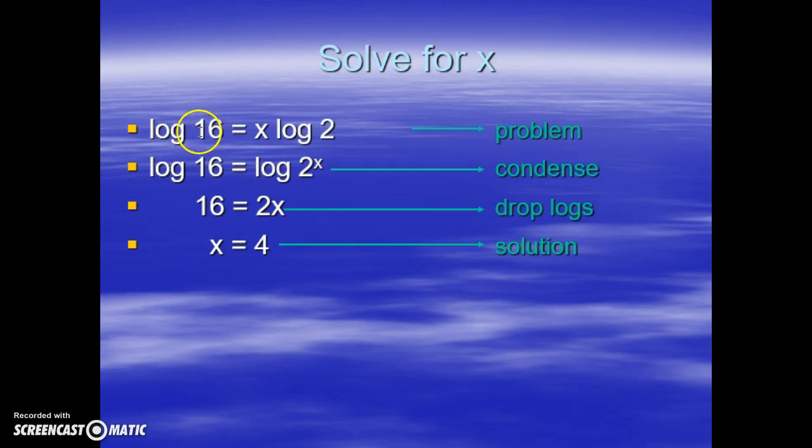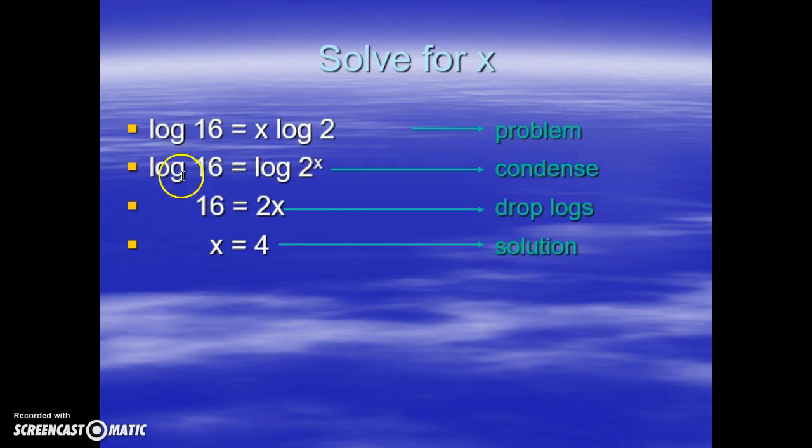So here we have log base 10 of 16 equals x times log base 10 of 2. Well, because of this x, we can't just drop both of the logarithms. We can only do that if there's nothing else being multiplied there. Well, we can use that property that allows us to pop this coefficient, this factor, up and make it the exponent of this expression. So now we have log base 10 of 16 equals log base 10 of 2 to the x.